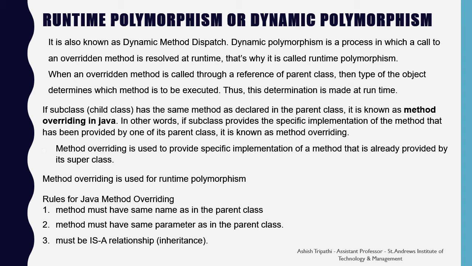Some of the rules for Java method overriding are: the method must have the same name as in the parent class. The method must have the same parameters as in the parent class. It should follow the IS-A relationship of inheritance to be overridden by the subclass. Hence, a method should have the same signature as it is defined in the parent class.